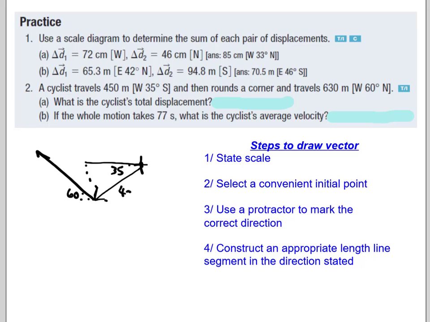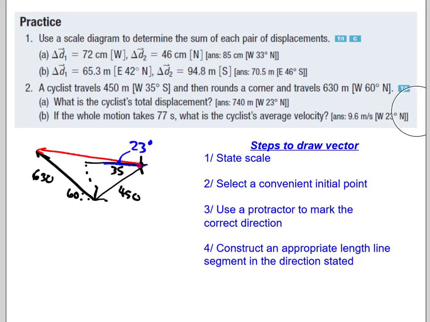Okay, so this one here is 450. This is 630. So my resultant should be somewhere like that. Again, I'm just estimating. So let's take a look. We have 740 meters, so I have a longer vector, west 23 degrees to the north. So this red vector right in here, this angle in here would be 23 degrees. And if the whole motion takes 77 seconds, we're going to divide that displacement, the 740, by time. And you'll notice, though, they kept the direction. Because we found a velocity, we need that direction as well.